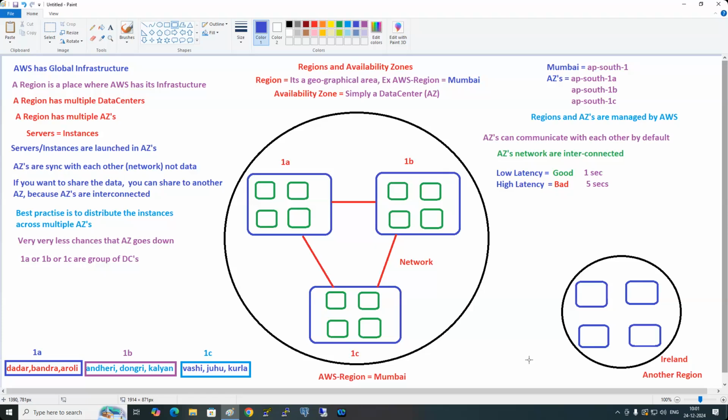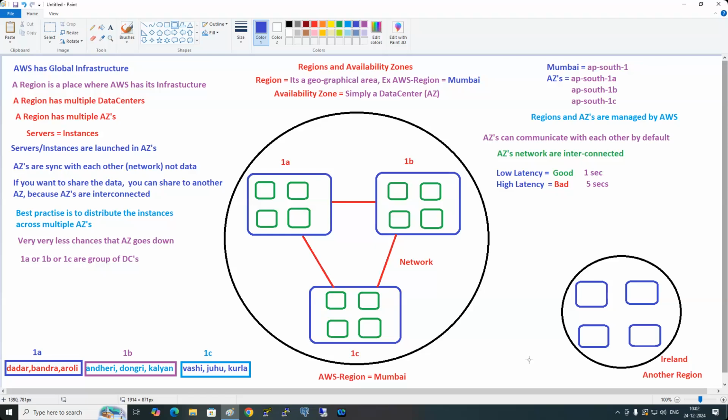Today they will put 3. If one more space is given, AWS will set up another data center. We call it 1D. We never know, right? Today it might be 3, later it might be 4. So remember, if you are using a particular region, you had better know only that region's availability zones. Here, I also don't know how many availability zones there are in Ireland.